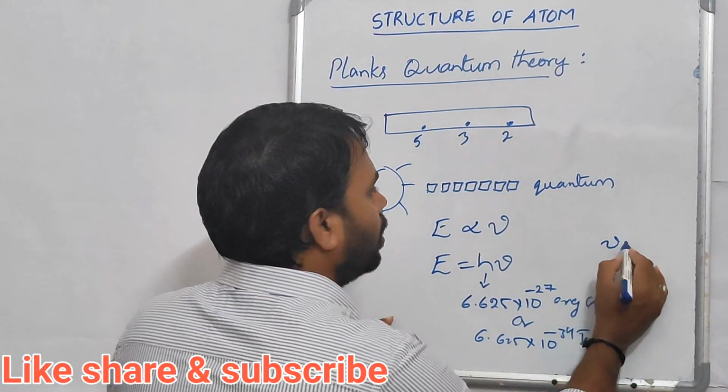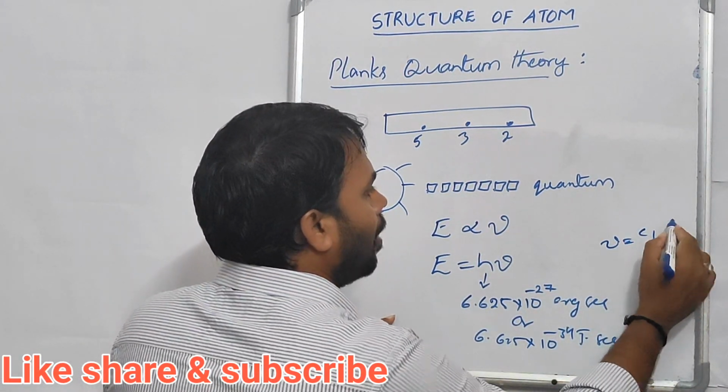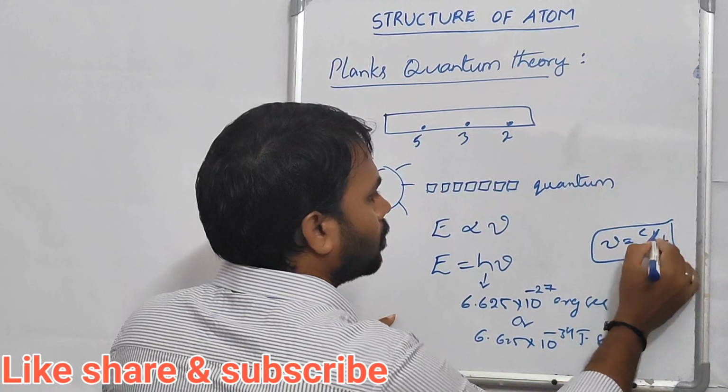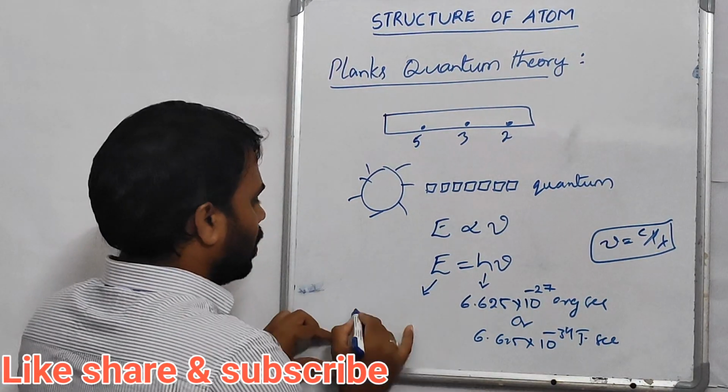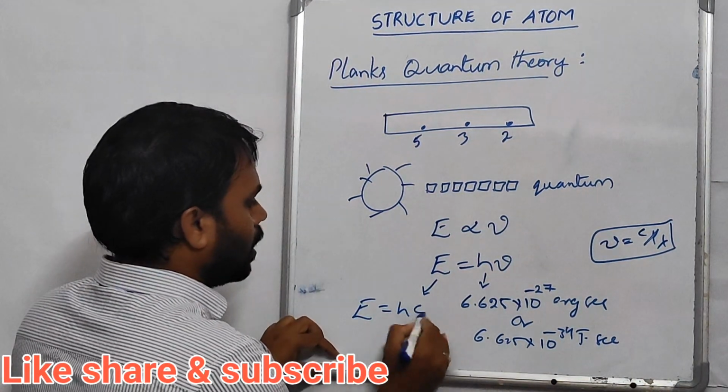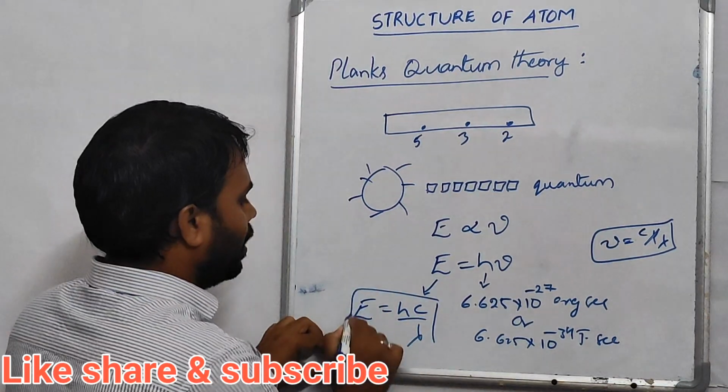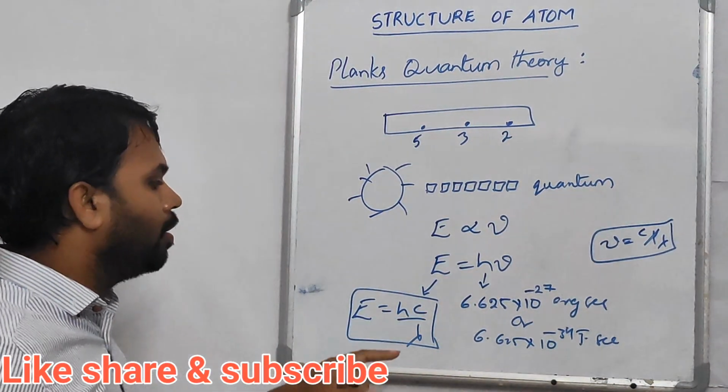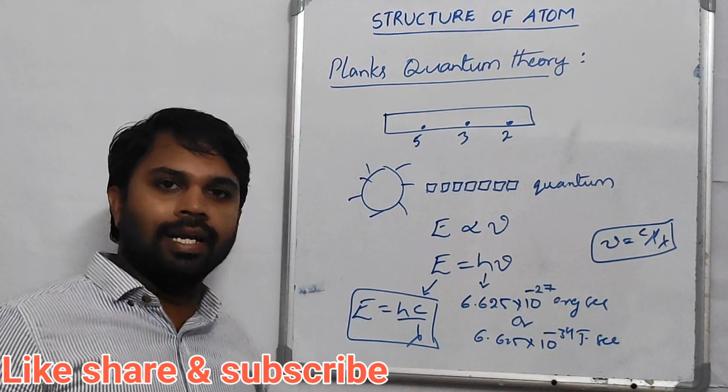We know that nu is equal to c by lambda. From this, E is equal to hc by lambda. Here, c is the speed of light, and lambda is the wavelength in angstroms.